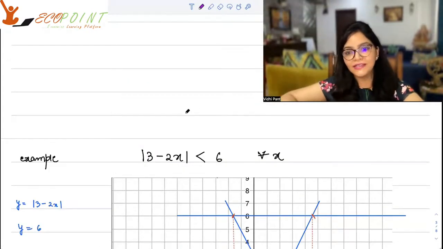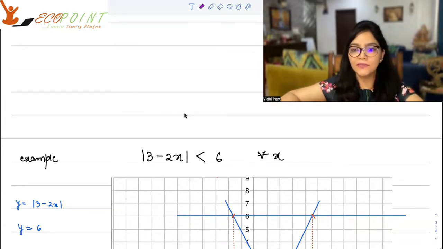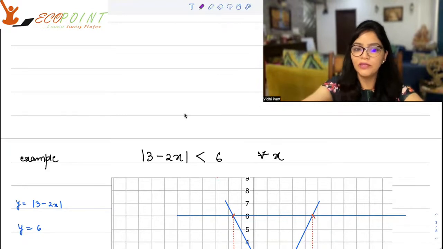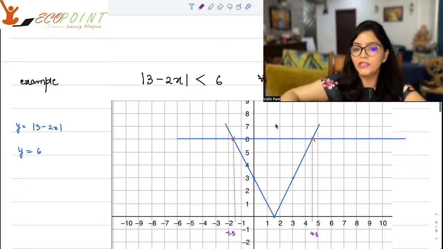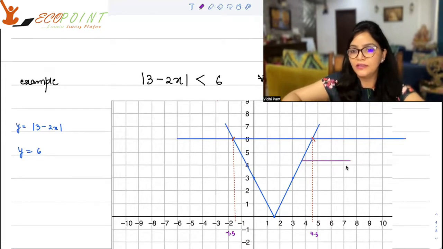Finally, let's take an example where your a is a positive number. So let's take absolute value of 3 minus 2x strictly less than 6. So the two concerned graphs are modulus of 3 minus 2x and y equals to 6. Modulus of 3 minus 2x will look like this. This is the graph of y equals 3 minus 2x, and this is the graph of y equals to 6.